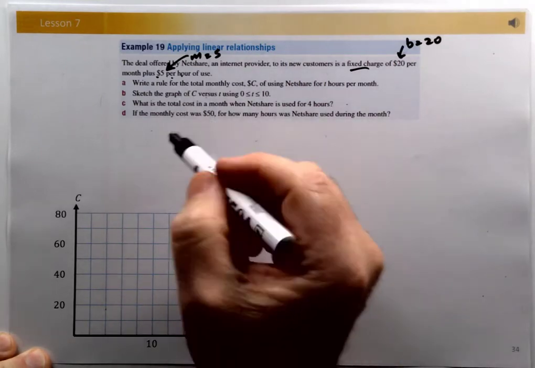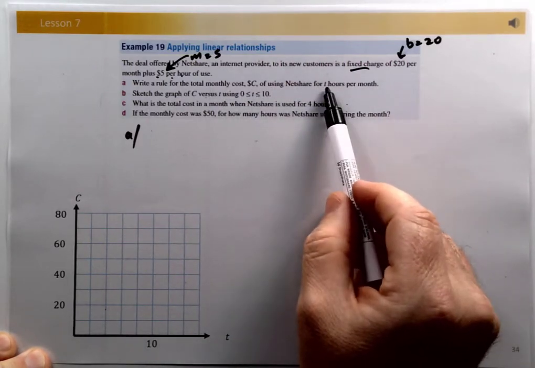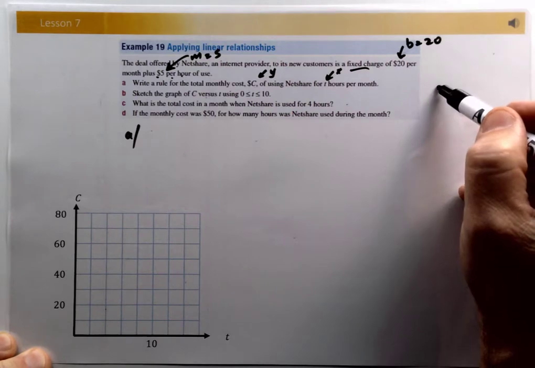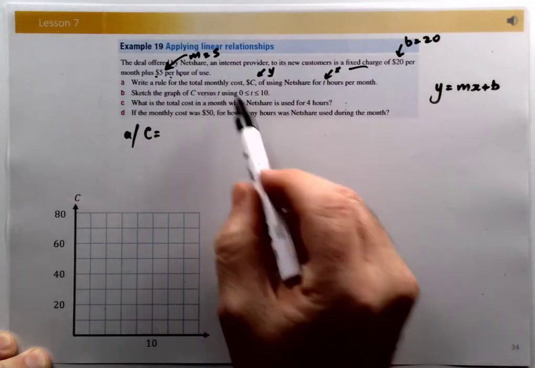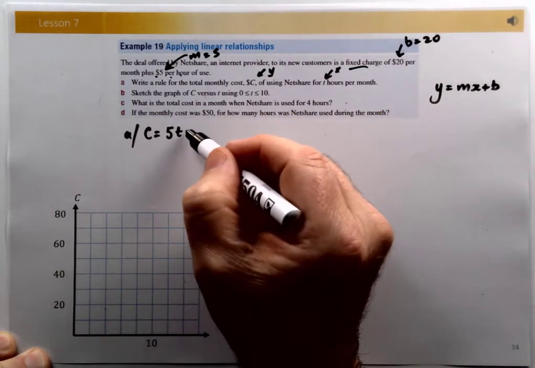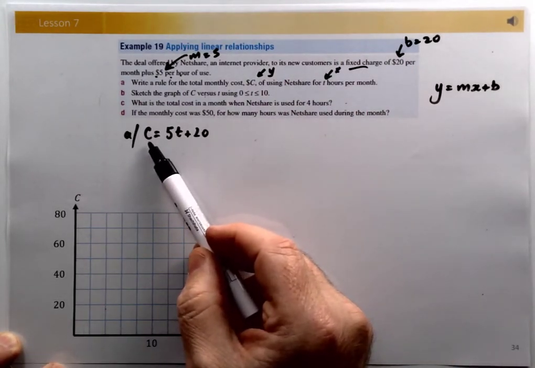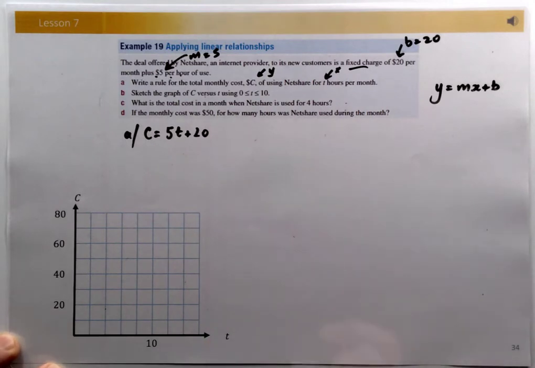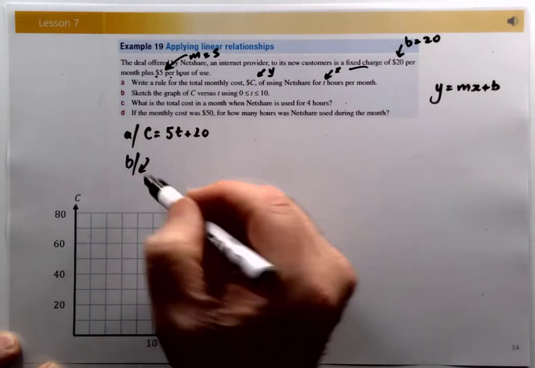Okay, so in part A, write a rule for the total monthly cost C of using NetShare for T hours per month. Now basically the C replaces the Y and the T replaces the X. So instead of having Y is equal to MX plus B, instead of the Y we're going to have a C. Now we worked out that the gradient was 5. Instead of an X we're going to put the letter T, and we had that fixed charge of $20. So in other words, the cost of using this particular internet provider is 5 times however many hours you use it plus another 20. That's a very old way in which internet used to be sorted out, obviously not too realistic now.